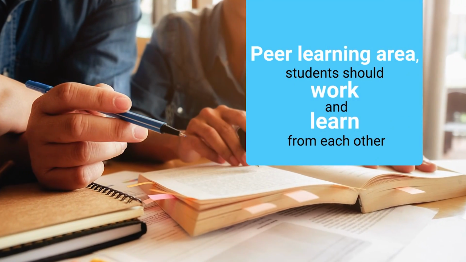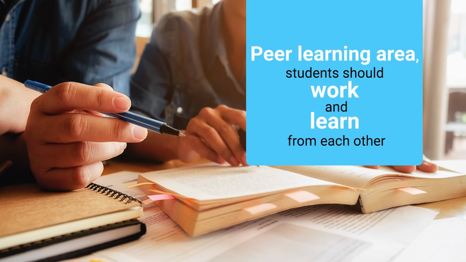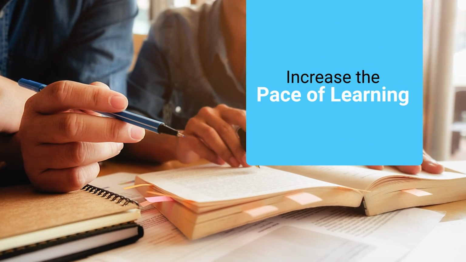In the peer learning area, students should work and learn from each other, which makes it possible to instill democratic values at a very young age. These few things will certainly help to increase the pace of learning in children. In this module, we learnt about the various types of learners. Yes, the 7 types of learners which we might see in our classrooms. What are the characteristics of those learners? How those learners can benefit maximum from our classrooms.